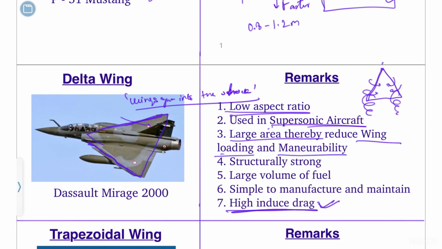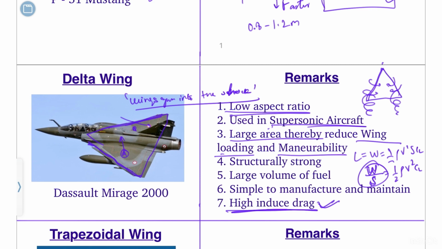Wing loading is the lift generated per unit area of the wing, because the area is high. So lift is equal to weight, which is equal to half rho v square S CL. If we divide weight by S, it equals half rho v square CL. This is known as wing loading, which is the weight per unit surface area.